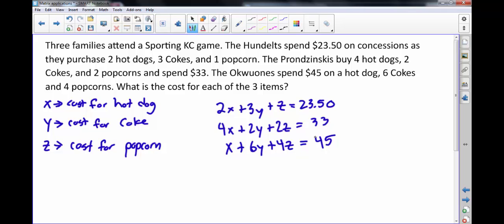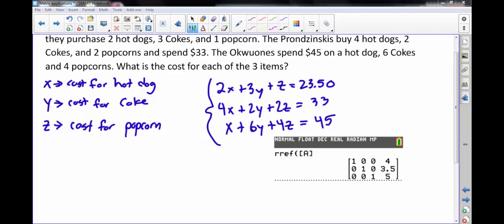6 Cokes, and 4 popcorns, and spend $45. Now folks, we could have solved this system by hand, but I think you guys have the idea now that, hey, if we can solve it on the calculator, why not use this reduced row echelon form thing? So go ahead and do that. Take a moment, pause the video again, solve the system to find the cost of each of the 3 items.